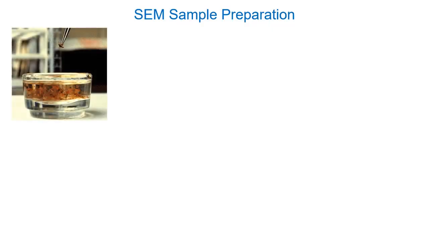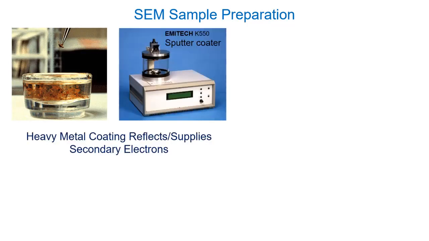So let's talk about how we do scanning electron microscopy. I'll show you some of the steps here. If you take a look, there's a little mosquito. It's on the end of some forceps. And what you do is you take your sample and you put it on a little platform called a planchette, and you stick it in this machine.